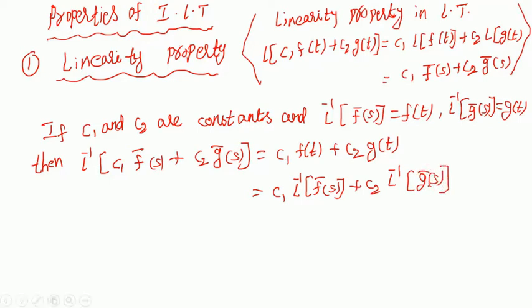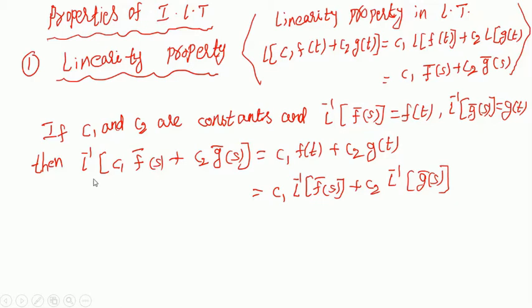So here the linearity property states that if the two functions f bar of s and g bar of s are in the form of addition, we can apply the inverse Laplace transform to the individual functions and we can keep the constants outside of the inverse Laplace transform. Here, listen to me, L inverse of C1 into f bar of s plus C2 into g bar of s, they are in the form of addition.